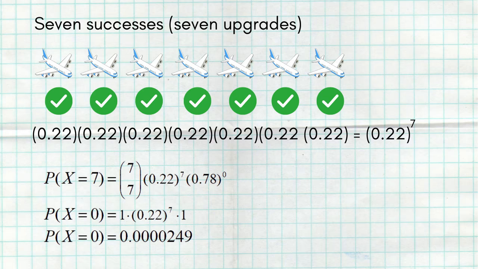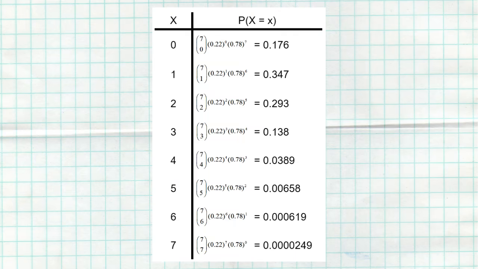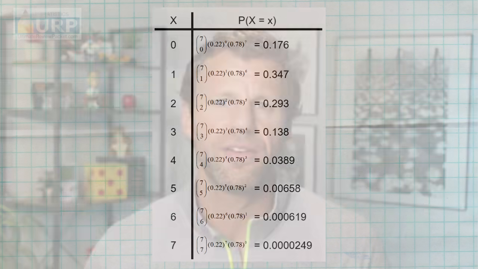Now the same thing can be said for 7 upgrades. There's one way you could have 7 upgrades, they're all upgraded, 0.22 to the 7th. 7 choose 7 is 1. There's only one way it can happen. And then for the 0.78, well, you raise it to the 0 because there are no failures since they're all successes, and anything raised to 0 is 1. So at the end of the day, we would just get 0.22 raised to the 7th. But no matter what, the shortcut on the calculator gets you the answer every single time. So here is the final probability distribution showing all outcomes and their probabilities for X, how many upgrades David can get out of 7 flights.